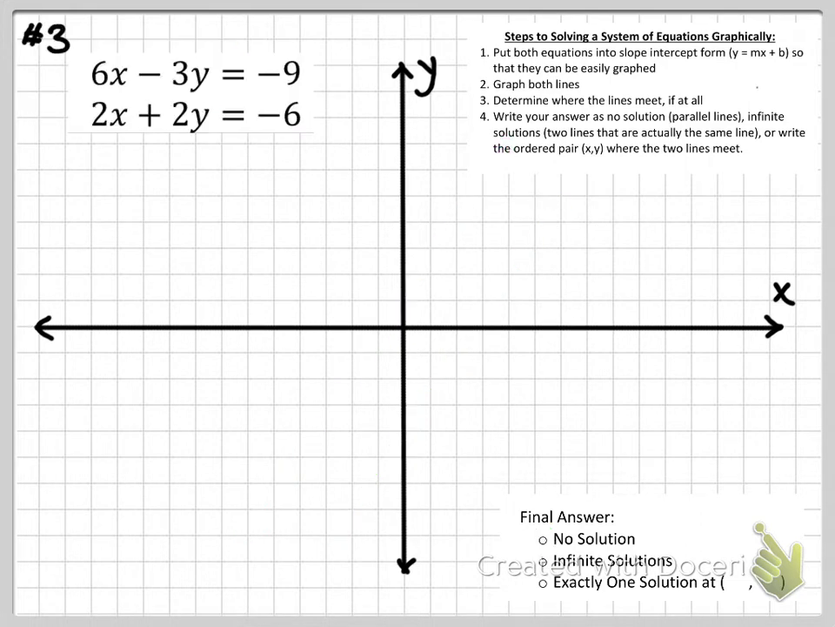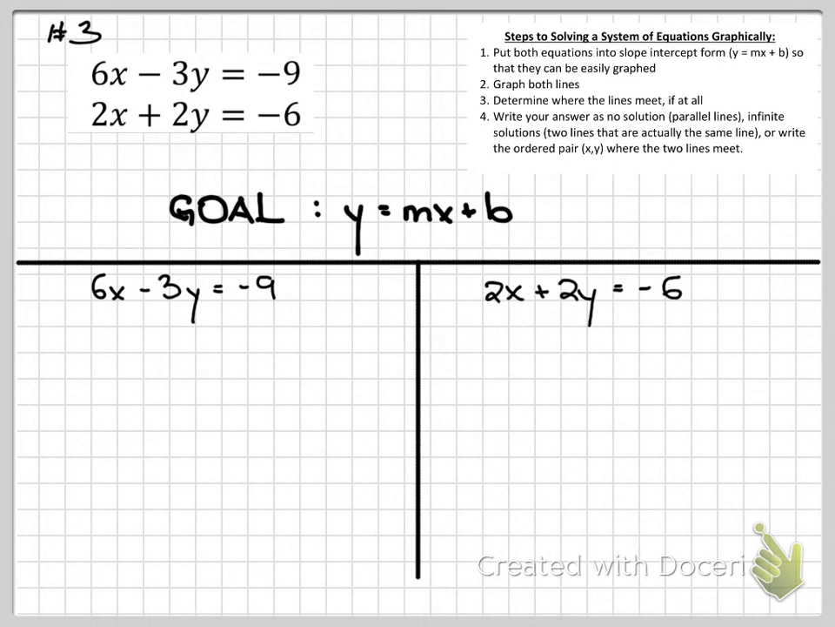Now, example number 3 is a little bit different. Remember our steps. The first step asks us to put both equations into slope-intercept form. For number 1 and number 2, we were lucky and they were already in slope-intercept form. However, in these equations, neither one of them are in slope-intercept form. They are, and this isn't something you have to know, but if you were curious, they're in what's called standard form, ax plus by equals c. So I'm going to go to the next page just so I have some more space to work, and I'm going to rearrange both equations so that they are in slope-intercept form.